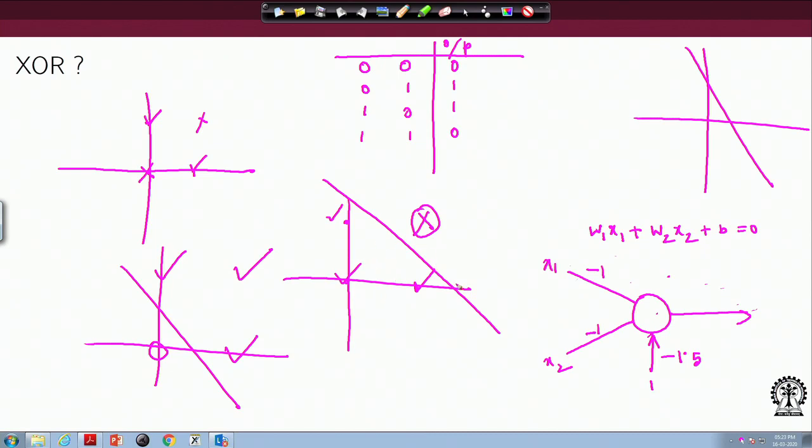Since this NAND function has linear separability, I can express it in terms of this kind of an equation, and then I will have the values of W1, W2 and B as -1, -1, -1.5. Then I can create a small perceptron like this, where x1 gets multiplied by the weight -1, x2 gets multiplied by the weight -1, and then I add the bias term, which is this constant 1 multiplied by the weight -1.5, and then the output gives the corresponding line which will have this kind of a feature, right.